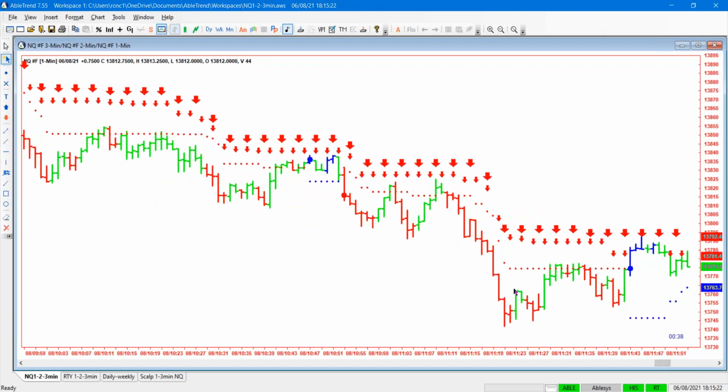Two greens. Stop goes 2 points above. A couple of minutes later, we're stopped out there. Well, that was a good one. We're short here. We're out right there. Real clear, real obvious, nothing tricky. Keep it simple. I like simple.